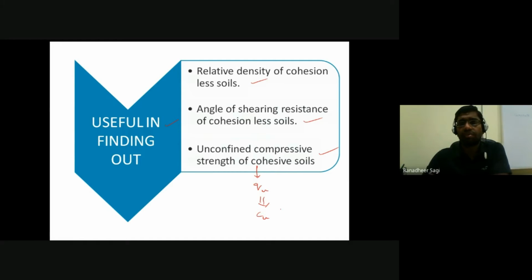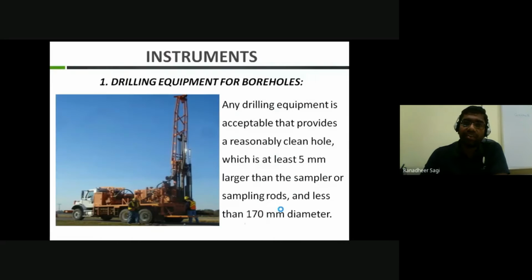Likewise, you have various other relations by which one can find out the respective properties of the soil depending on the SPT N value. Now, what does this SPT test setup basically contain? To start with, if I am required to carry out the SPT test, the first thing is I should make a borehole into the ground till the required depth where I should perform my SPT test.